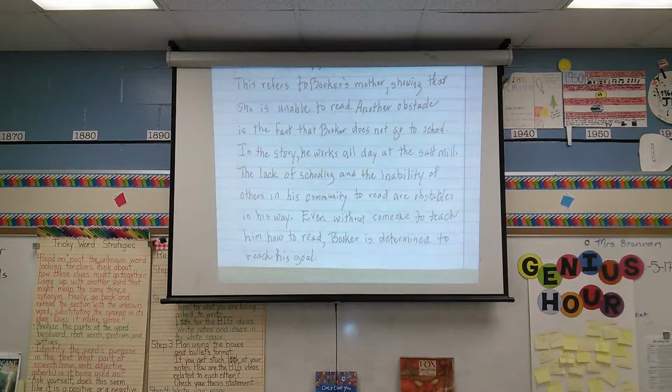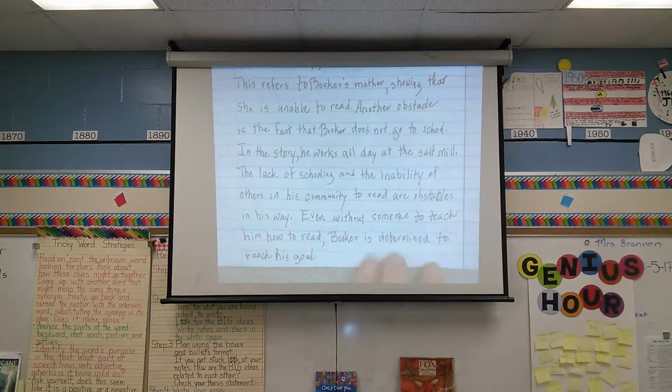Sure, it says she cannot read, or she can't read it herself. What does that mean? What is that telling you as a reader? And how does that show you that he's determined? In our case, that is one of the obstacles in the way. He doesn't let the obstacles stop him. And then when we get to the end of the paragraph, we need to connect our main idea, what we've been talking about, to our thesis statement. In my case, it's that Booker is determined to reach his goal. He's a determined person.